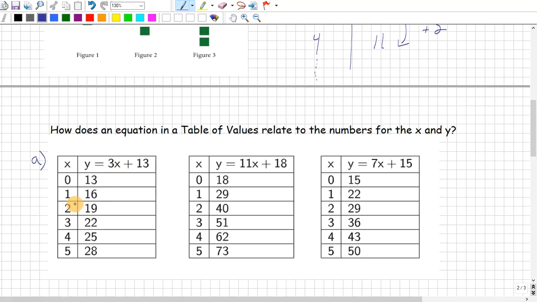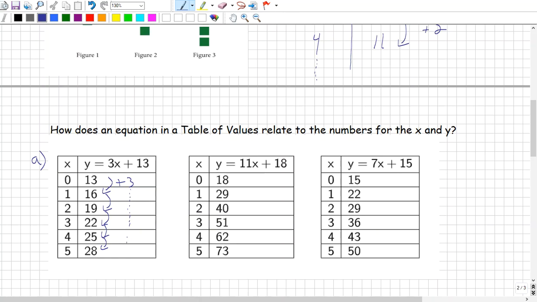When I plug a 1 in, these are already shown for you. You don't have to do these. I'm just walking you through how they came up with these numbers in each of these sets. So when you plug a 1 in, 3 times 1 is 3, plus 13. 3 plus 13 is 16. 3 times 2 is 6, 6 plus 13 is 19. So we can start to see the pattern, and this is what we're going to be looking for. Each time, what is it going up or down by? In this case, all of these are going up. Every time, I'm adding 3.